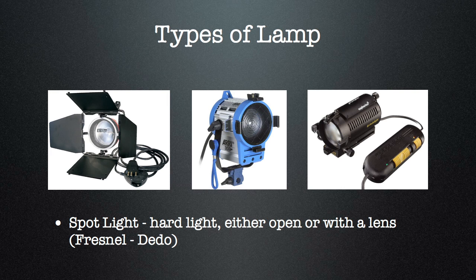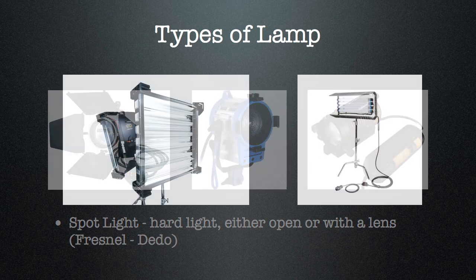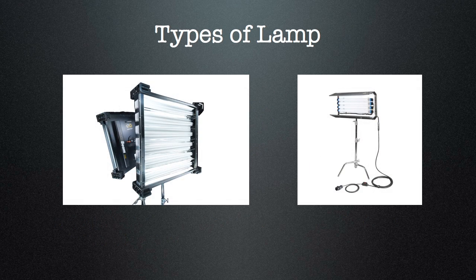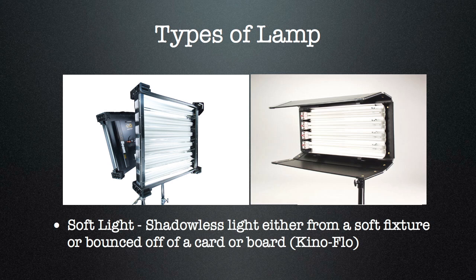Now, next up we have these type of lights. These are by a company called Kino Flo, relatively new on the scene as far as cinema goes, and they give you a very soft, almost shadowless light. Now you can get, of course, soft light bounced from a board. You can even bounce these lights as well, but these lights work great as they are, really nice and soft.